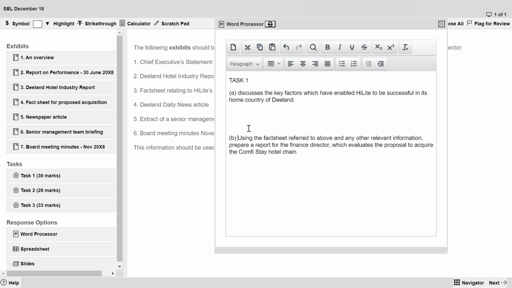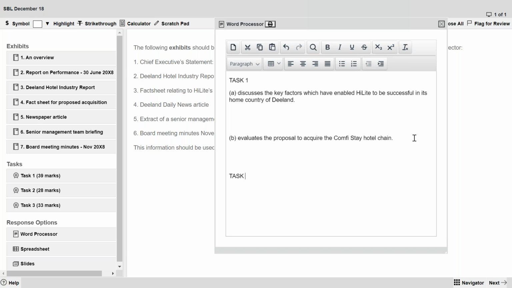Similarly for B, using the fact sheet and any other relevant information, prepare a report, which, delete the scrap. Evaluate the proposal to acquire Comfy Stay hotel chain. You see, so I've removed all the extra things so that I can just know what exactly the requirement is asking me. So part 1 is asking me to identify key factors. Part 2 asks me to evaluate the proposal to acquire.